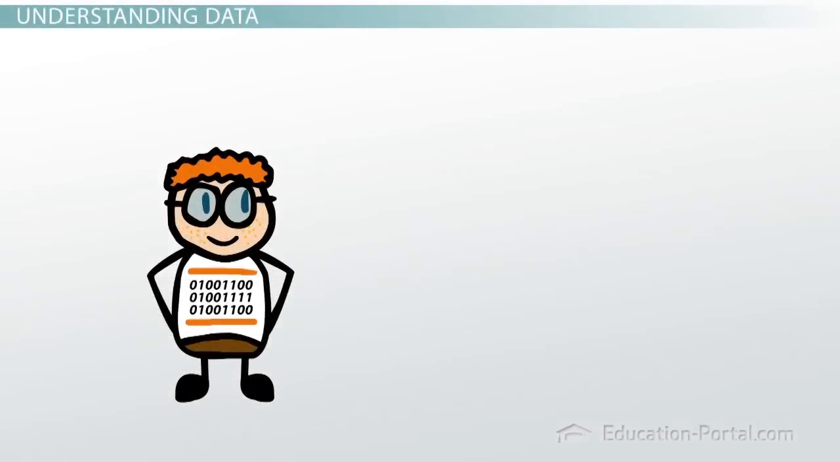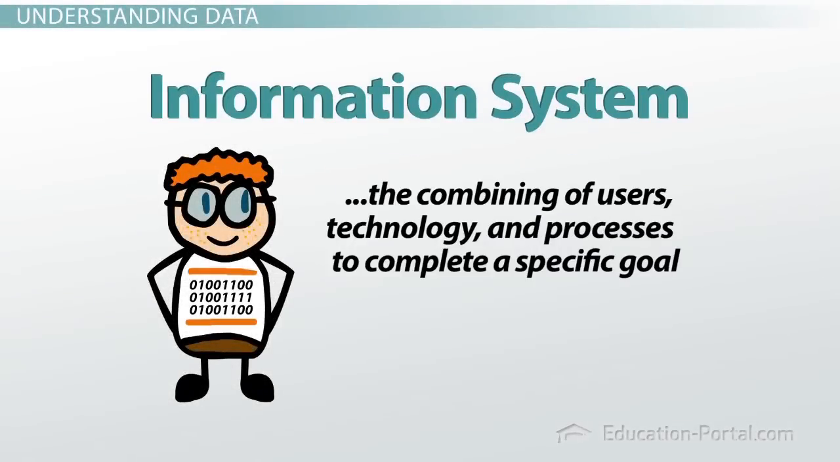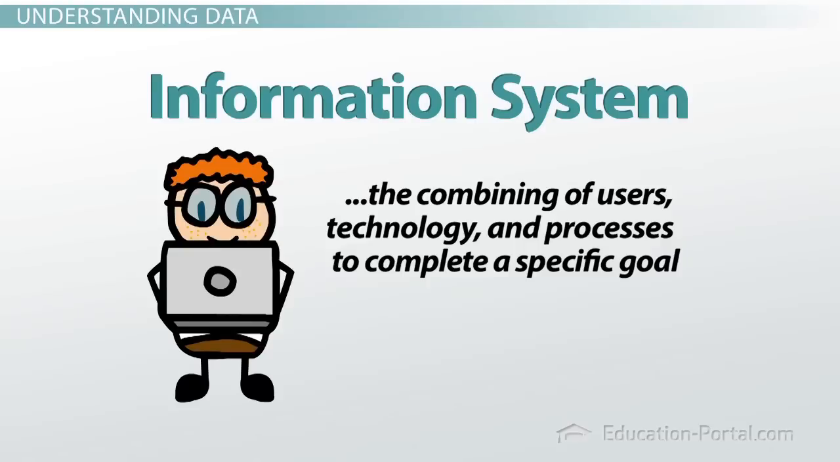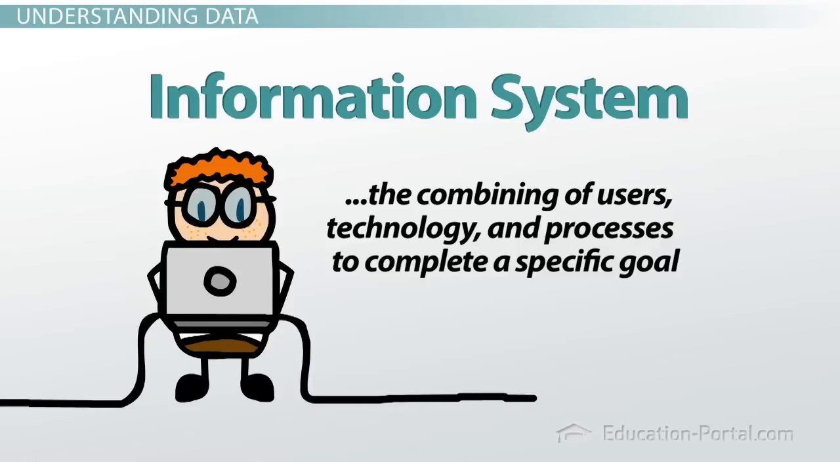We've established that an information system is the combining of users, technology, and processes to complete a specific goal. A stakeholder isn't only a user, but is someone who has any type of interest in a particular process. These people utilize hardware and software, typically in a network format, to process raw data into usable information.